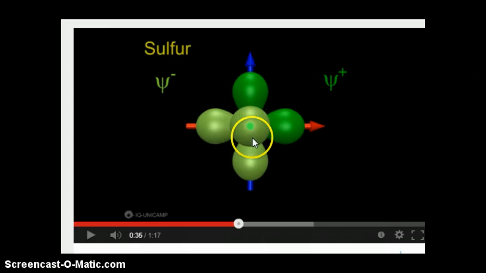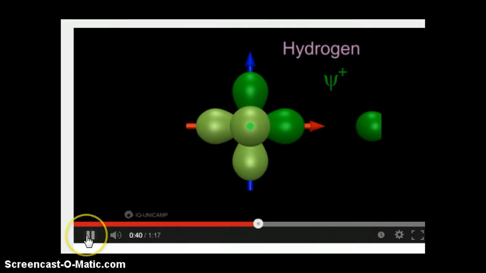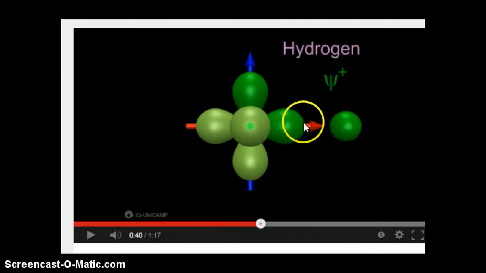But remember, one of those p orbitals is already filled with a pair of electrons, so only two of them are going to have single electrons in them, and these two are the ones that are going to make a bond with the hydrogen atoms that are going to come and join up and overlap their orbitals with the sulfur orbitals. Okay, so I'm just going to play this video a little bit and show you the animation. And one of the things you're going to see is here's your hydrogen 1s orbital coming in, and it's going to overlap with one of the p orbitals that contain that single electron, making one bond, right?